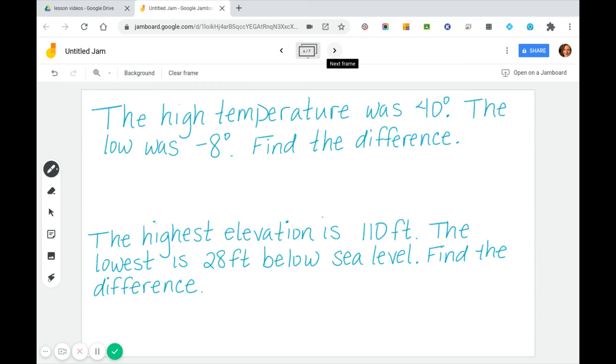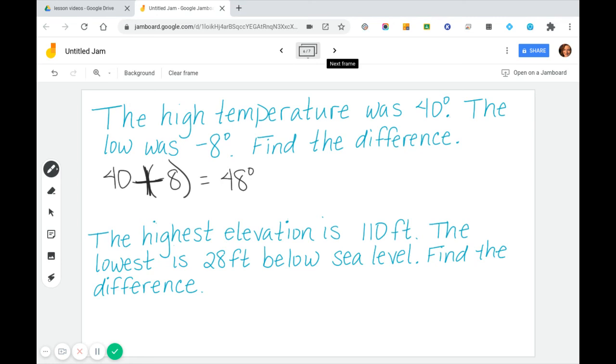Word problems for subtracting integers, a lot of times we'll talk about the difference when one is a positive and one is a negative. Honestly, they're trying to make sure you know that minus minus turns into a plus. So this first one says, the high temperature was 40 degrees. The low was -8 degrees. Find the difference. So the common mistake is to do 40 minus 8 and call it 32. But really, you're doing 40 minus -8. It's a face problem. The difference between those is 48 degrees.